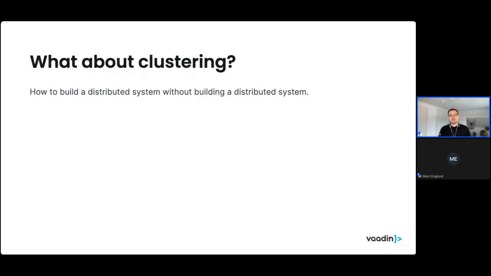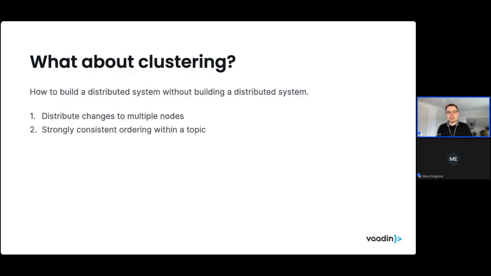Because what we have realized is that building that functionality is really complicated. So what you really want to do is avoid building a new distributed system, and instead reuse something existing. So what we really need from that system is, first, to distribute changes between these different nodes in a cluster. We want to have strong consistency of the ordering of events within a single topic. It doesn't matter if one topic is updated independently from the other, but within a topic, we want to be certain that this is the order things have happened. And finally, we also want to have exactly once delivery so that there are no duplicates.